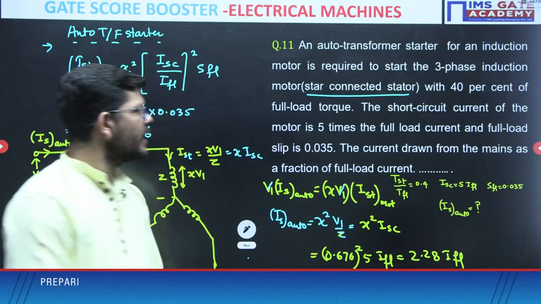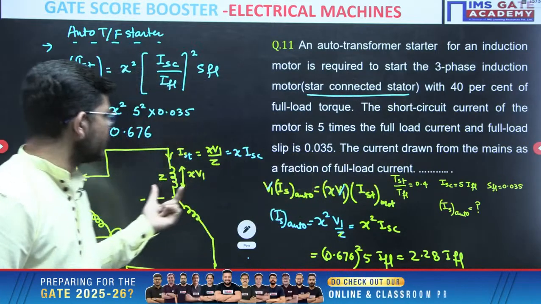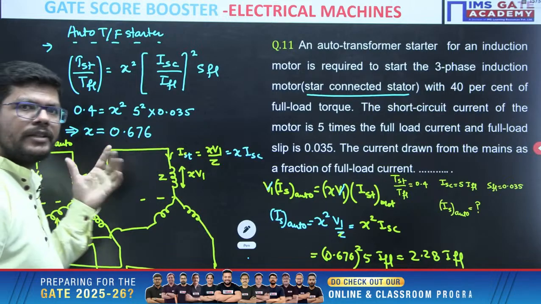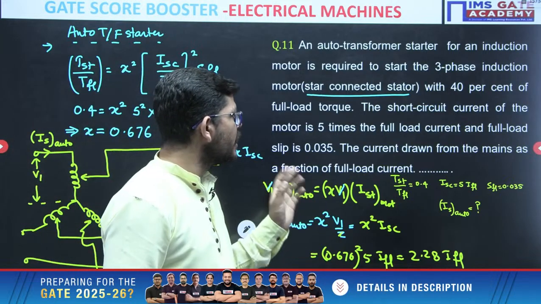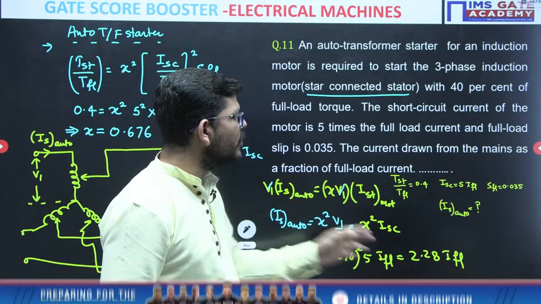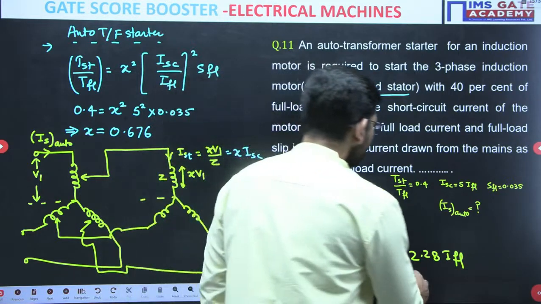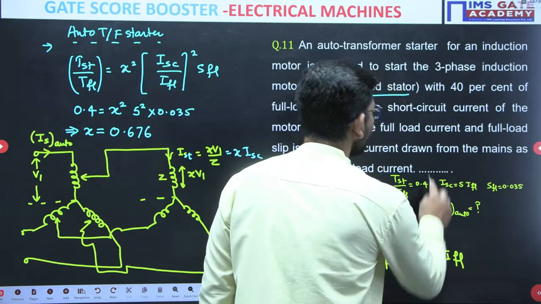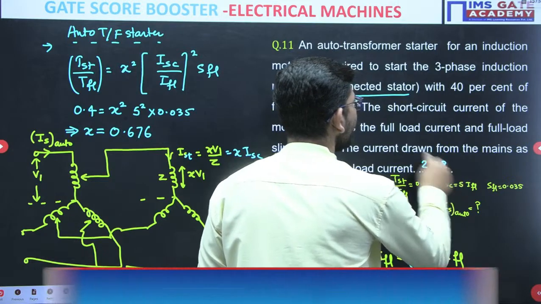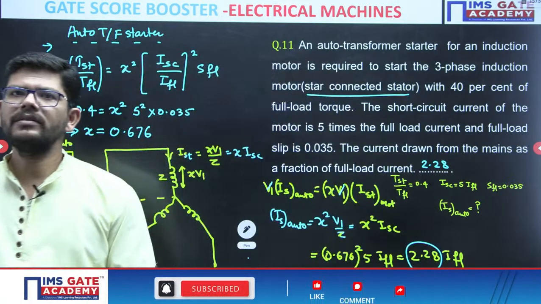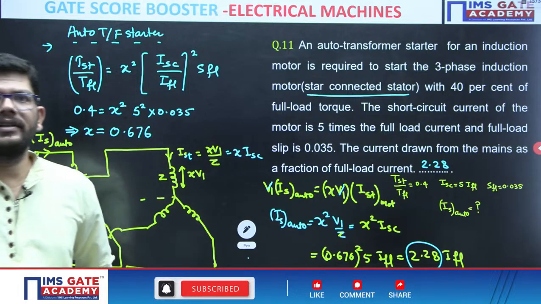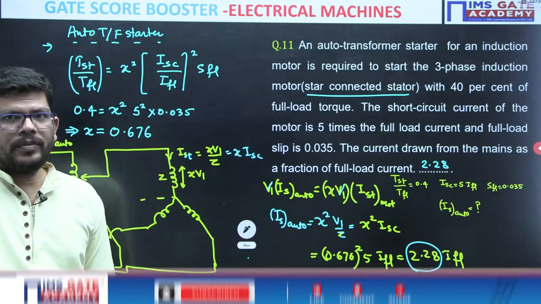So what they are asking is the current drawn from the mains. Current drawn from the mains means auto transformer current is how much fraction of full load current. So it is 2.28 times the full load current, 2.28 times the full load current. Got it? I hope it is clear.